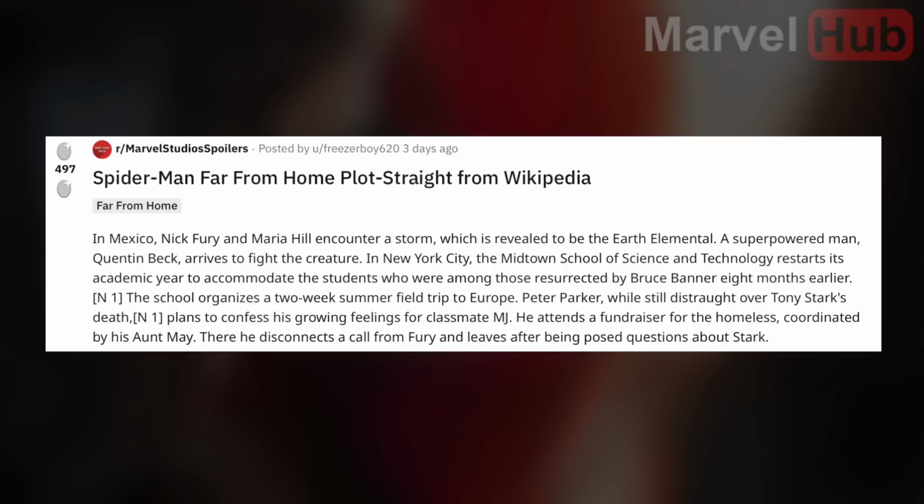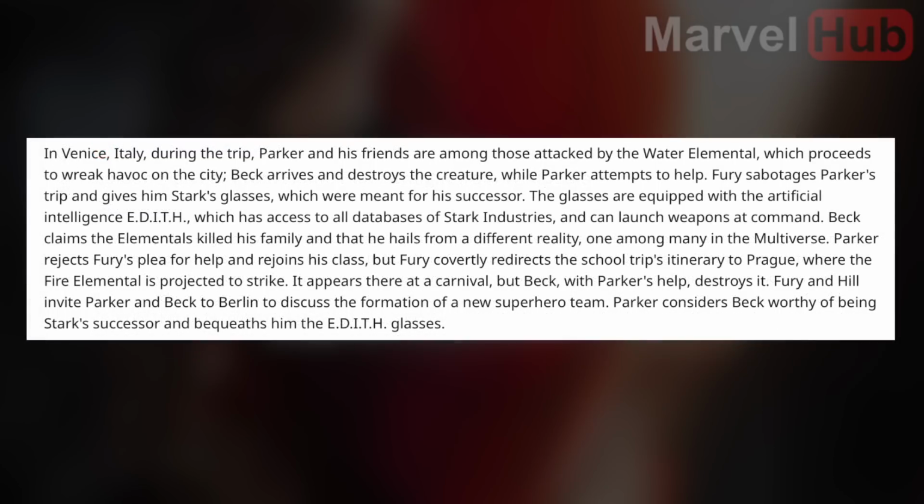Peter Parker, while still distraught over Tony Stark's death, plans to confess his growing feelings for classmate MJ. He attends a fundraiser for the homeless, coordinated by his Aunt May. There, he disconnects a call from Fury and leaves after being posed questions about Stark. In Venice, Italy, during the trip, Parker and his friends are among those attacked by the water elemental, which proceeds to wreak havoc on the city. Beck arrives and destroys the creature while Peter attempts to help. Fury sabotages Peter's trip and gives him Stark's glasses, which were meant for his successor.